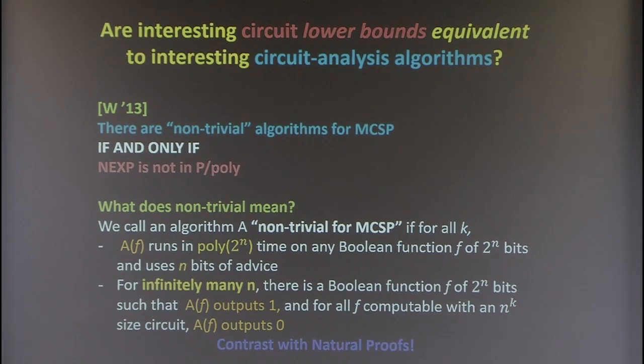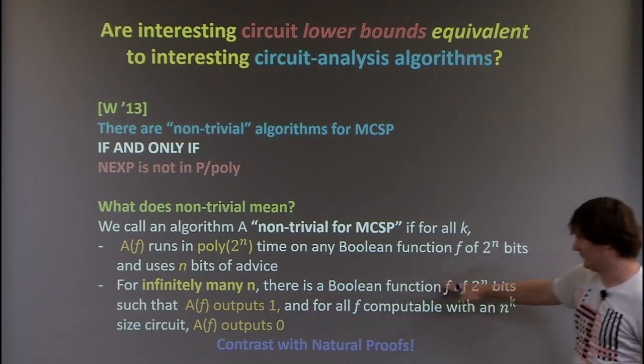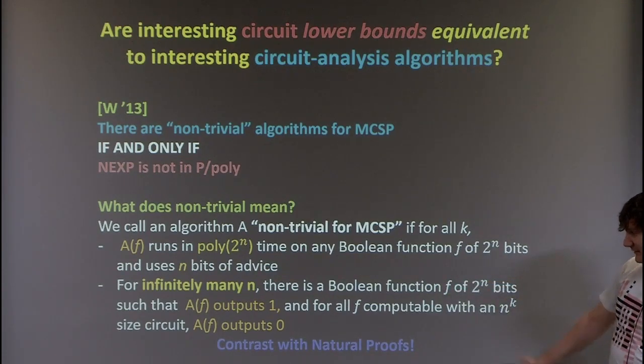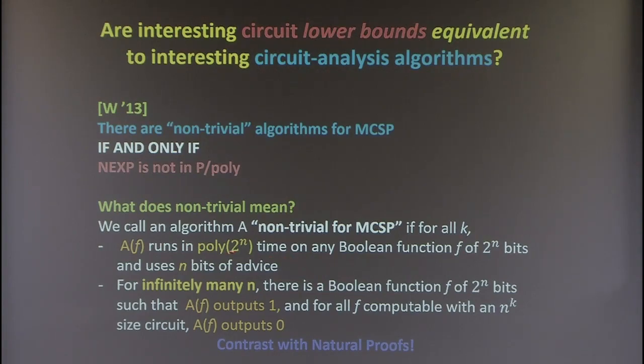Okay, yeah. So the main contrast with natural proofs is that natural proofs would require that for a good fraction of Boolean functions, the thing outputs 1. That's really the only difference. I mean, at least for having a polynomial time constructed thing with a log size of input bits of advice. Okay. All right.